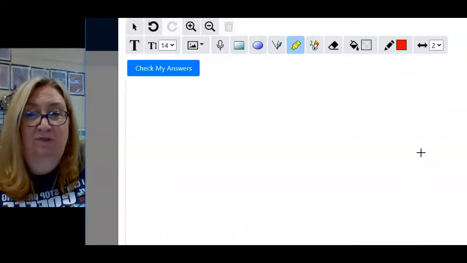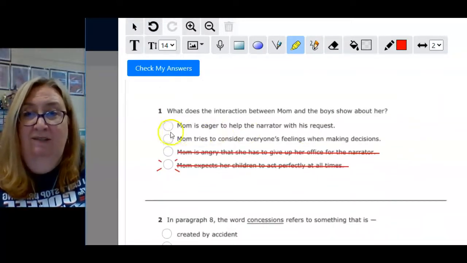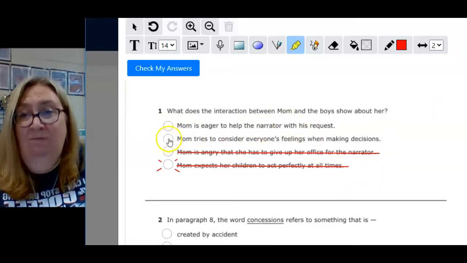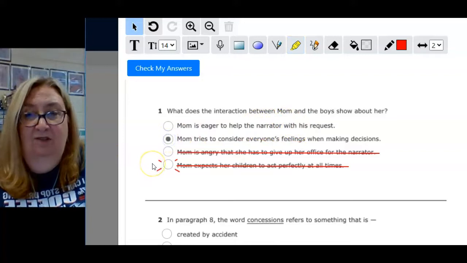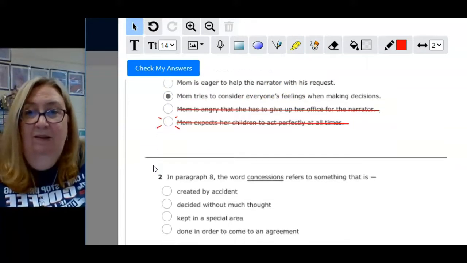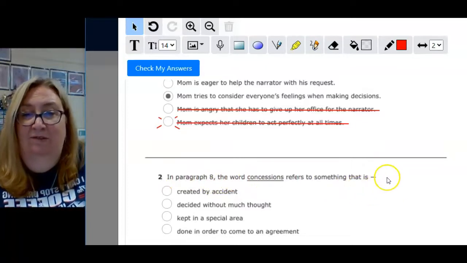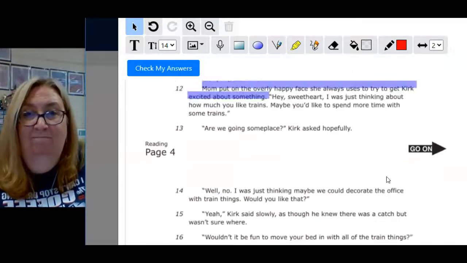So I think in this particular question, our best answer choice is not so much that she just wants to help one son, she wants both sons to be happy with the decision. Number 2, in paragraph 8, the word concessions refers to something that is, let's go see.